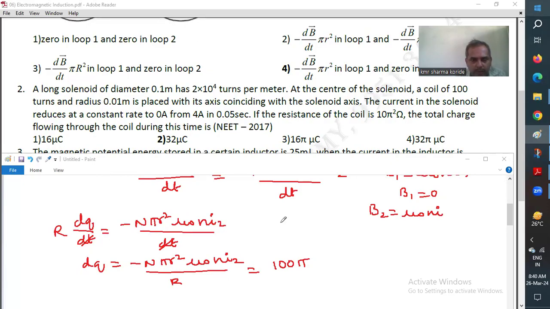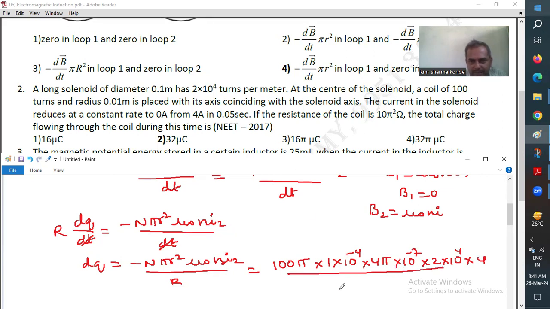r square. R is 0.01. So 0.01 squaring it means you will get 1 into 10 to the power of minus 4. Then mu naught is going to be 4 pi into 10 to the power of minus 7. Number of turns for the case of solenoid is going to be 2 into 10 to the power of 4. I2 is 4, divided by r. So r is 10 pi square.